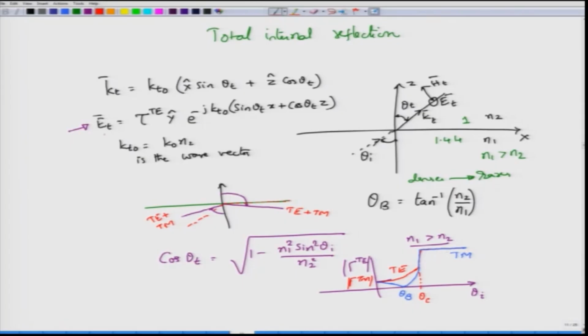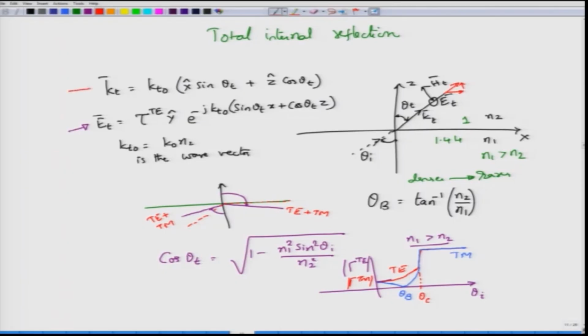Well, look at the transmitted field expression. I have this e to the power minus j k t dot r, and I know that k t, the transmitted wave vector, is given by k t 0 times x hat sin theta t plus z hat cos theta t. That comes simply by decomposing this k t vector into the horizontal x component, which would be sin of theta t, and the vertical component along the z axis, which would be cosine of theta t.